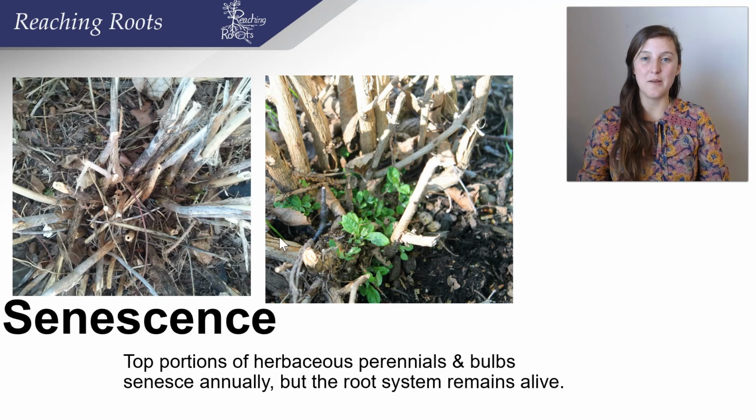In the fall, herbaceous perennials will die back. It looks like the whole plant is dead, but underneath in the roots there are living parts of the plant. In the early springtime, you'll see new growth, and this herbaceous perennial will continue its growth. In this case, the senescence was only in the top portion of the plant. This also happens to bulbs annually, but the root system of these plants remains alive.